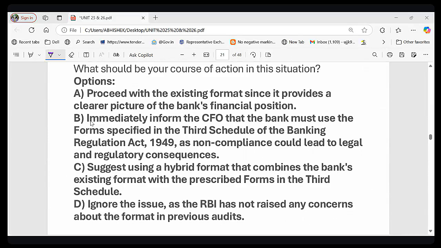So what do you think? Yes, most of you are answering option number B. Yes, correct, very good. Option number B is the correct answer. So can you name me the section? Can you name me the section of the BRA?